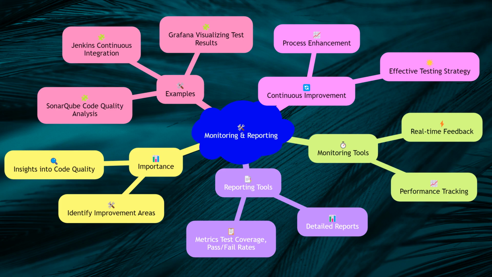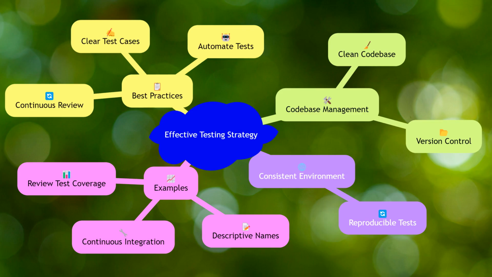By implementing effective monitoring and reporting practices, teams can ensure that their testing strategy is effective and continuously improve their processes. Examples of monitoring and reporting tools include Jenkins for continuous integration, SonarQube for code quality analysis, and Grafana for visualizing test results. To design and implement an effective testing strategy, teams should follow best practices, such as writing clear and concise test cases, automating tests wherever possible, and continuously reviewing and improving their testing processes.